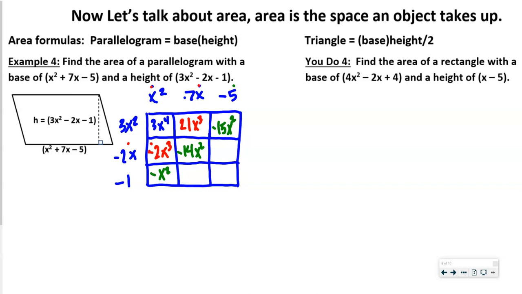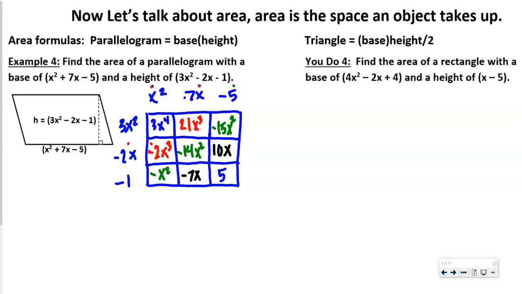Okay, and then I'm going to do the next one, which is negative 5 times negative 2. So that's going to be 10x. And then we've got 7x times negative 1. So that's negative 7x. I'm just going to go back to the blue, y'all, for my negative 5 times my negative 1. So that's going to be 5, okay?